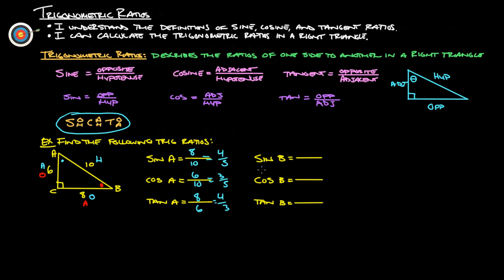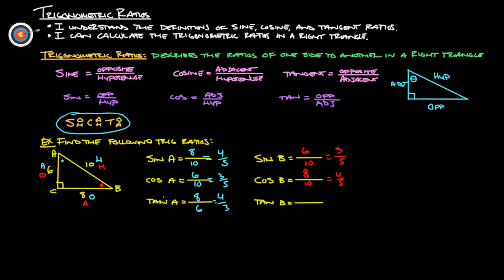Now if we look here at sine of B, sine is opposite over hypotenuse. So we're looking at the red now. Let's leave that as an H here. So opposite over hypotenuse, that's 6 over 10, which reduces down to 3 over 5. And then cosine is adjacent over hypotenuse. That's 8 over 10, which is 4/5.